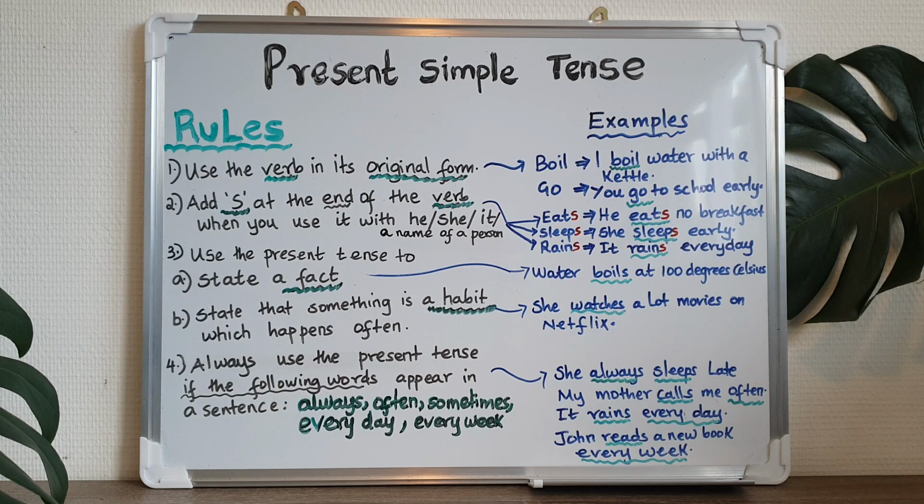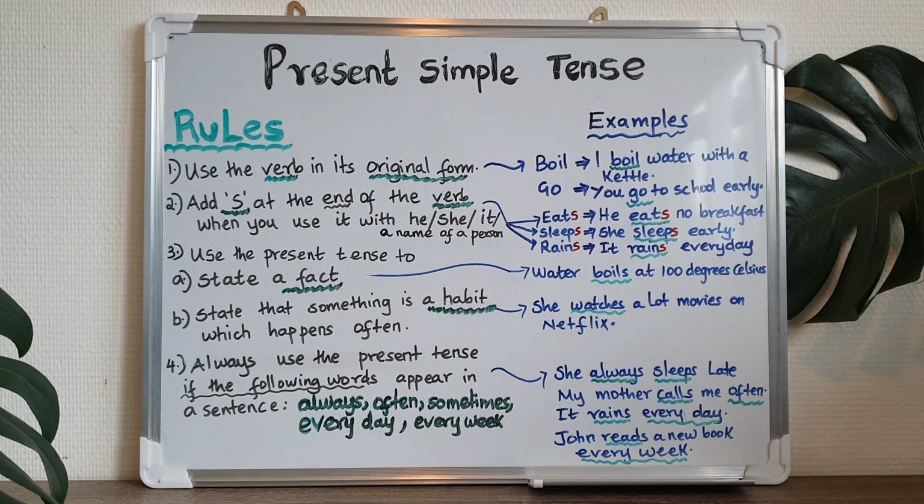The next example, it rains every day. In that sentence, you have the word every day. So that means you have to use the present tense. But also, you have the word it. Remember rule number 2. So because you have the word it, you combine it with the verb rain by adding an S at the end of the verb rain. Okay? It rains every day.